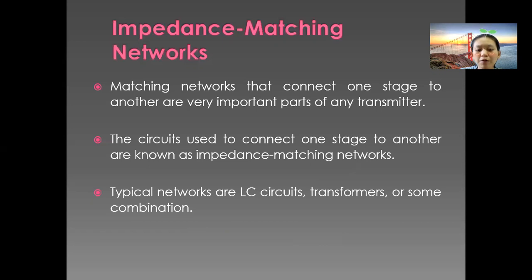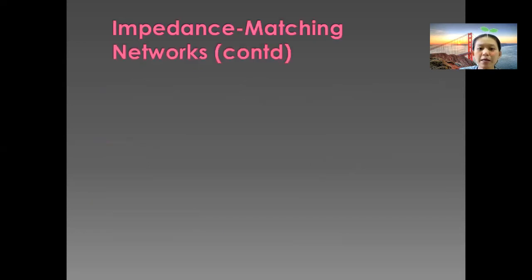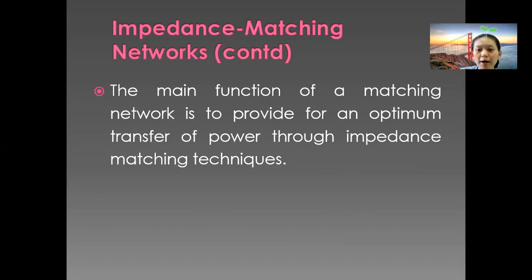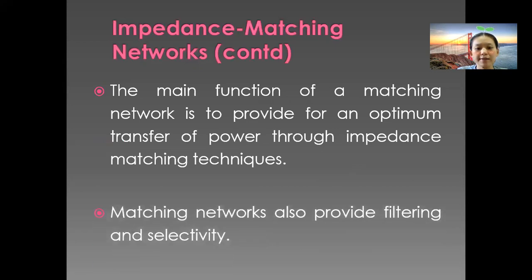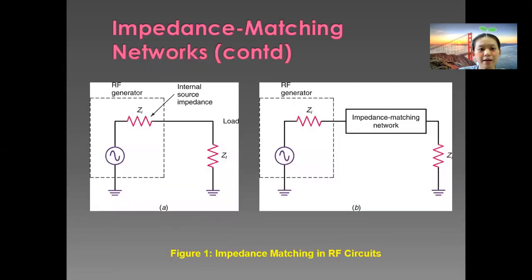And typical networks we have are the LC circuit, the transformer, and some combinations. The main function of impedance matching networks is to provide optimum power transfer through the impedance matching technique, and also to provide filtering and selectivity. Here we can see the circuit of the impedance matching network in an RF circuit.